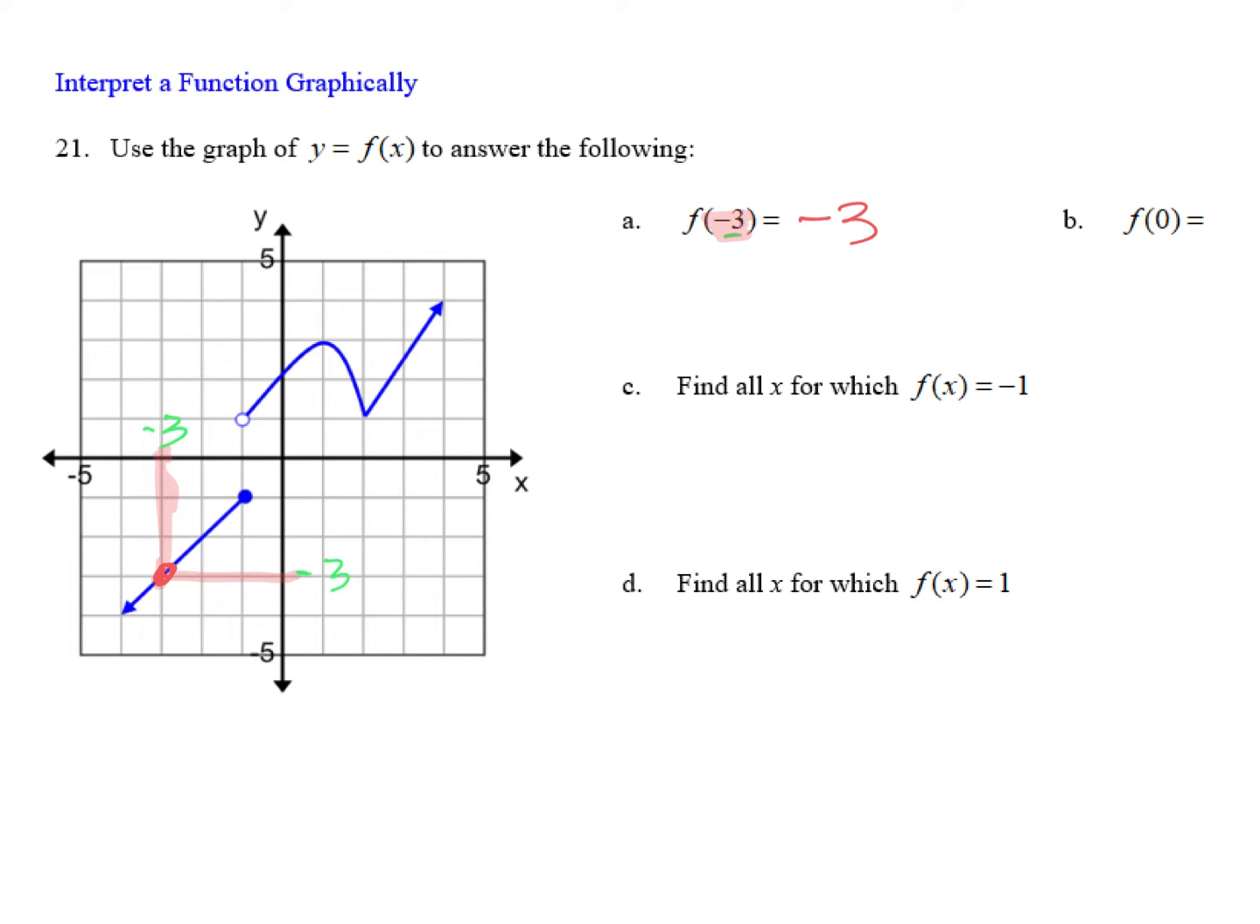So the next one says, what is f of 0? Well, 0 is right here on the y-axis. So what is this point that I have there? Well, the point for that is right there. 0 corresponds to a y value of 2. So this is going to be 2.